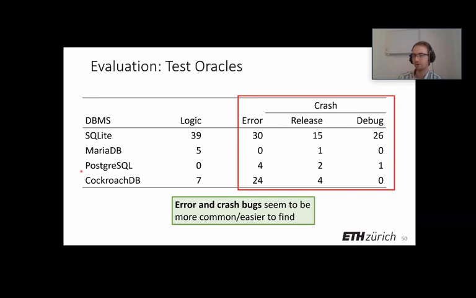Yes, I have a question about NoREC too. What if the original implementation has a bug? So the non-optimizing query has a bug, and so how can we detect it? Right, that's also a very good question.